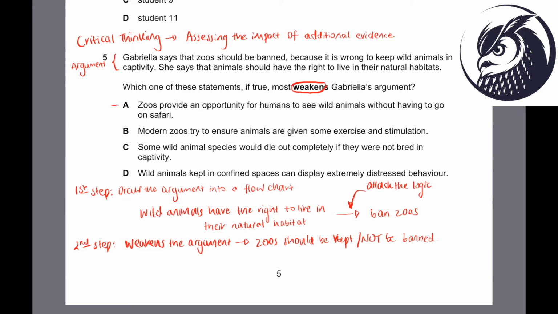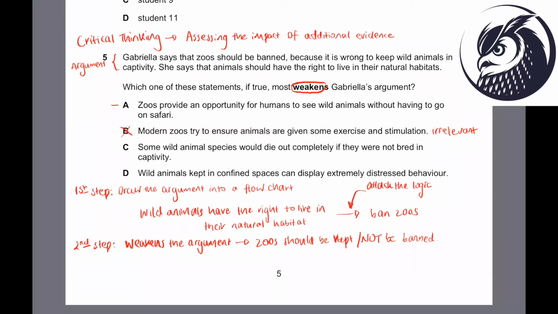Okay, option B is also kind of saying that zoos, it's not saying that zoos should be banned, right? It's kind of saying that zoos try and give animals some exercise and stimulation. Now, in this case, I would say that it's kind of irrelevant to our argument. It's not saying whether zoos should be kept or banned. It's just telling us the fact that zoos give animals exercise and stimulation. So I would actually cross out answer option B because it's irrelevant to the actual argument. The argument is whether zoos should be banned or not. Okay.